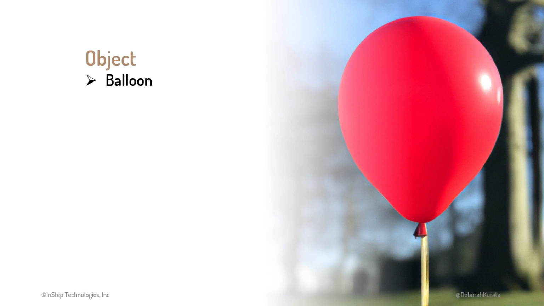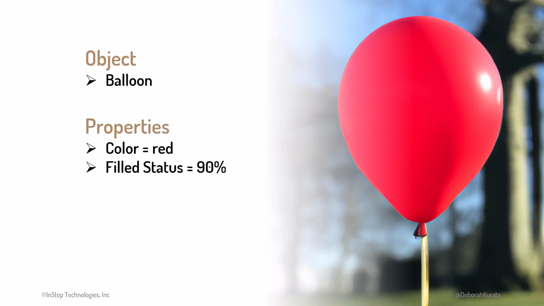The object is the balloon. It has properties such as color and filled status, and methods such as float and fill. And in the case of fill, we specify how much of the balloon to fill, such as 90%.